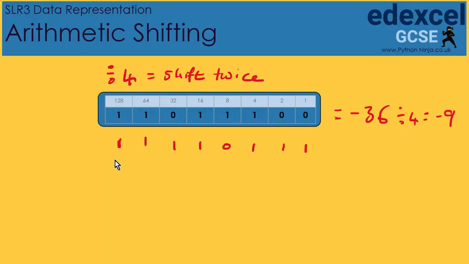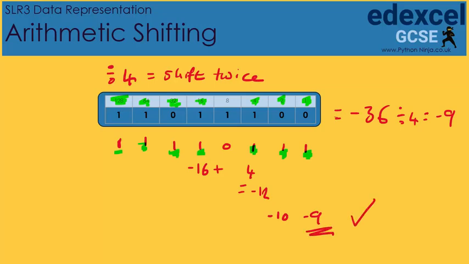Okay, so we're starting with minus 128 plus 64 plus 32 plus 16, so that gives us minus 16. And then we want to add 4 because there is a 1 here, so minus 16 plus 4 equals minus 12, and we have a 1 here, so we need to add 2, so that gets us to minus 10. And then we've got a 1 here, so we have to add 1 as well, which gets us to minus 9. So that is the correct answer.